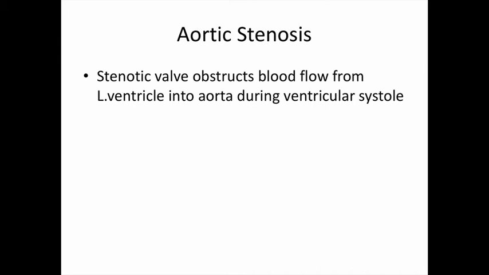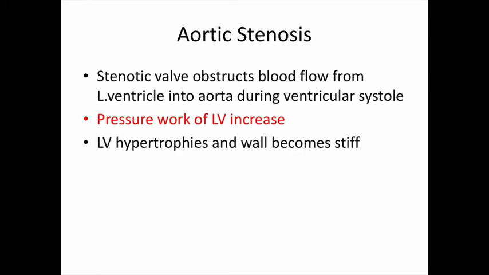So here we have a stenotic valve, a narrowed valve that's getting in the way. It's impeding blood flow from the left ventricle into the aorta during ventricular systole, because we're looking at the aortic valve here. So in aortic stenosis, the left ventricle has to push harder against that stenotic valve in order to eject the blood during that period of systole. So the pressure work is of the left ventricle, and it will hypertrophy, and the walls oftentimes become quite stiff.